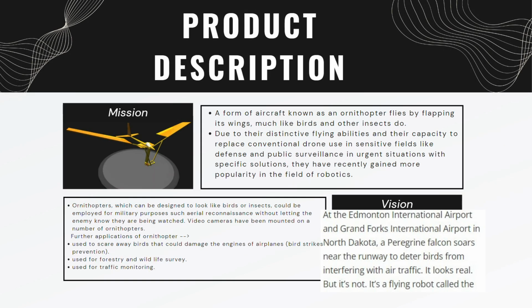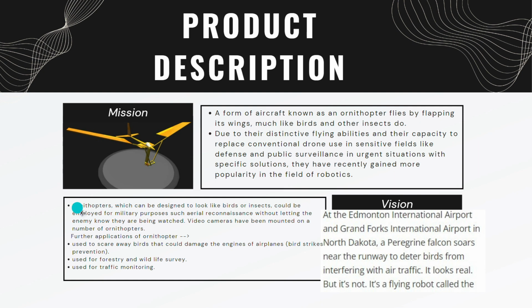So this is the product description. Our mission is developing an ornithopter device which looks like this, in the shape of a bird. It is a form of aircraft that flies by flapping its wings, much like birds and other insects do. Due to their distinctive flying abilities and their capacity to replace conventional drones used in sensitive fields like defense and public surveillance in urgent situations, they have recently gained more popularity in the field of robotics.